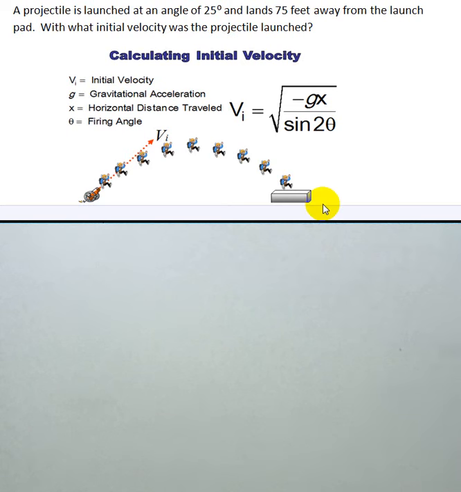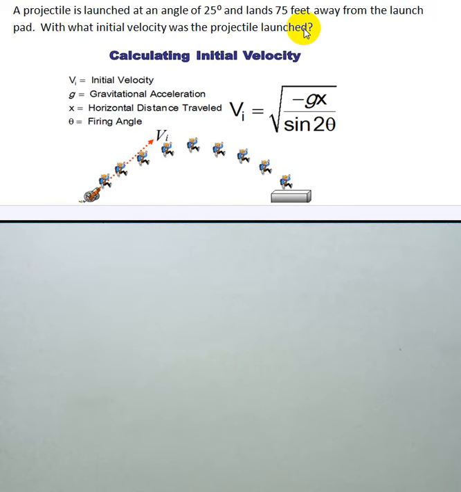In this video, we are going to practice calculating the initial velocity of a projectile whenever we know the horizontal distance traveled and the angle at which the projectile was fired. See the example at the top of the screen. A projectile is launched at an angle of 25 degrees and lands 75 feet away from the launch pad. With what initial velocity was the projectile launched?